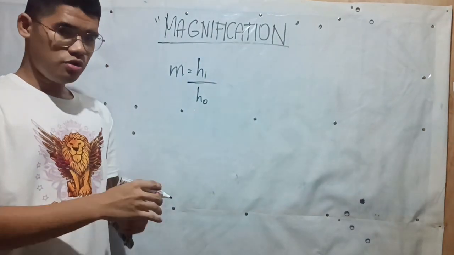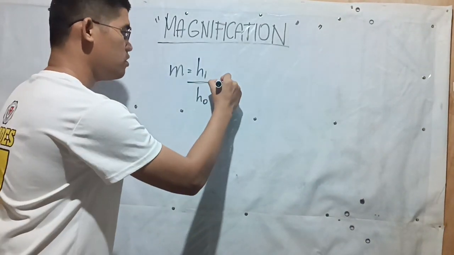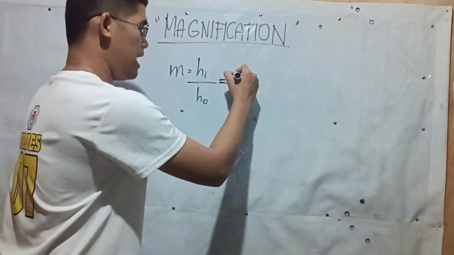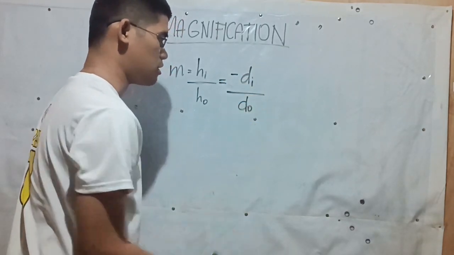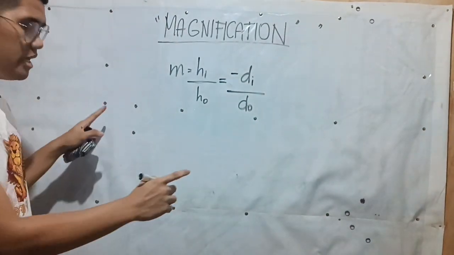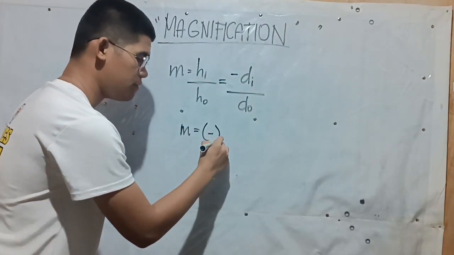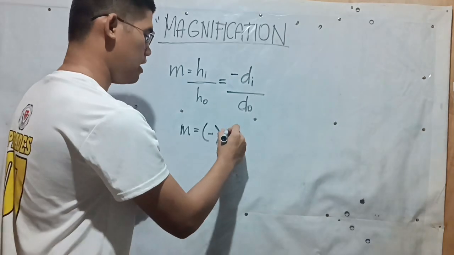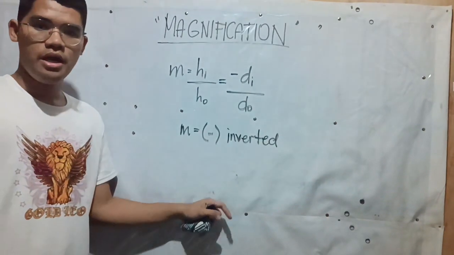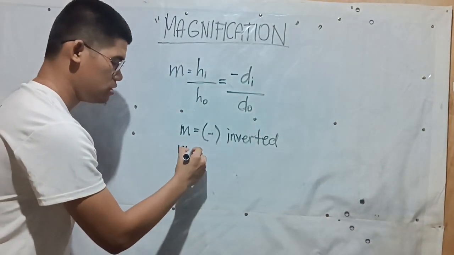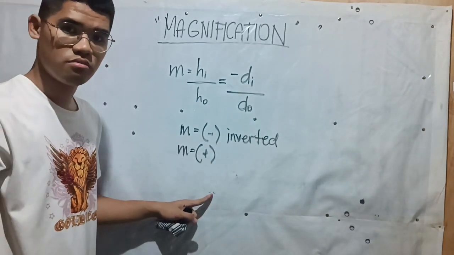Now, in relationship with distance, we can also derive its formula, which is equal to negative the distance of the image over the distance of the object. Now, if the magnification is negative, the image will be inverted. If our magnification is positive, then the image will be upright.